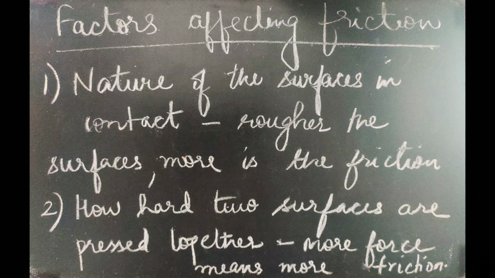So we conclude the factors that affect friction are: 1. Nature of the surfaces in contact. So rougher are the surfaces, more is the friction, and smoother are the surfaces, less will be the friction. And the second factor is how hard the two surfaces are pressed together. More force means more friction, or the heavier brick, that means more is the weight, more was the friction. Difficult it was to move the brick.